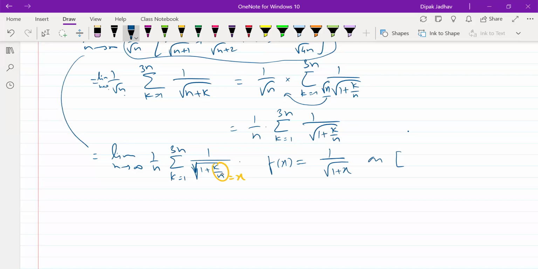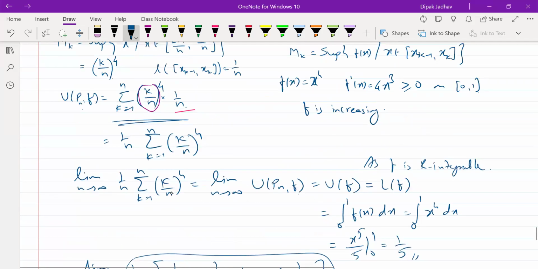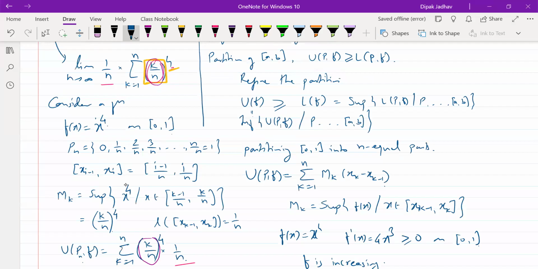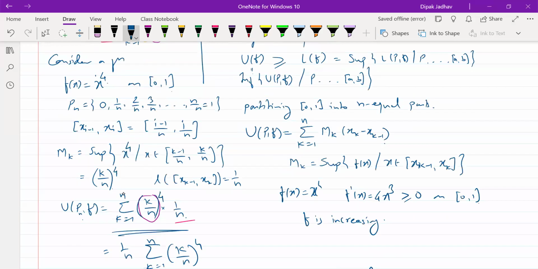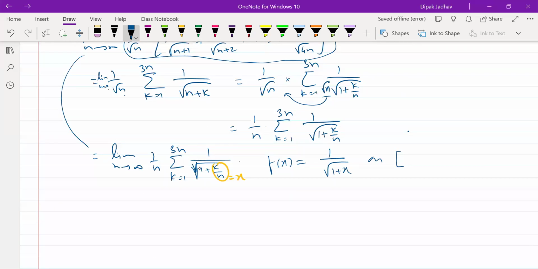I need to identify the interval also. What should be the interval? 0 to 3. Yes, very good. Here the interval was 0 to 1, because the sum was running from 1 to n. But here the sum is running from 1 to 3n. So that suggests the interval we should choose is 0 to 3. And the same partition will work, P_n.